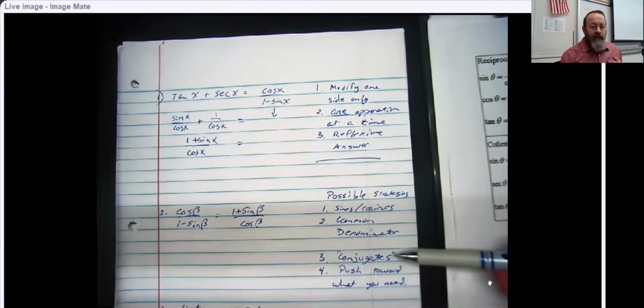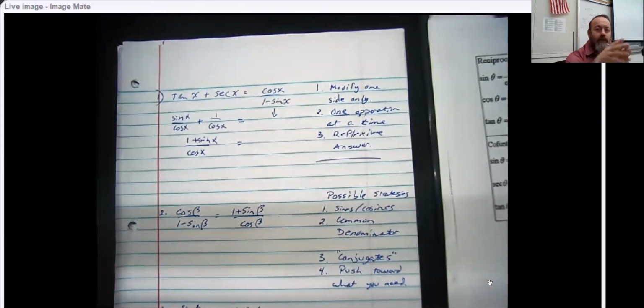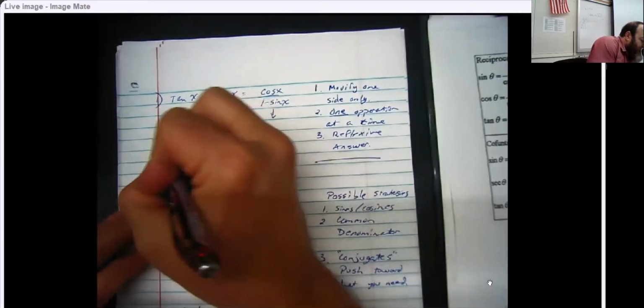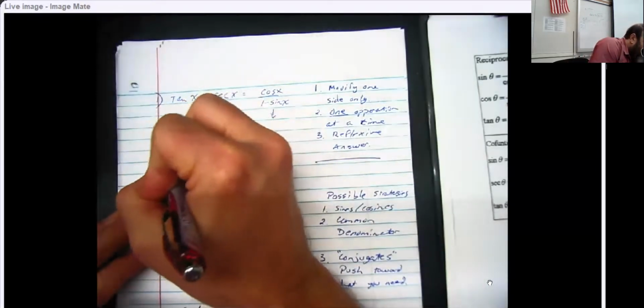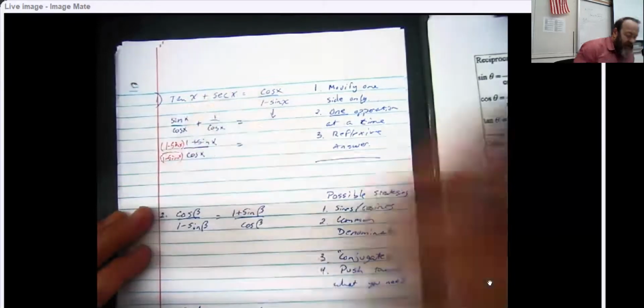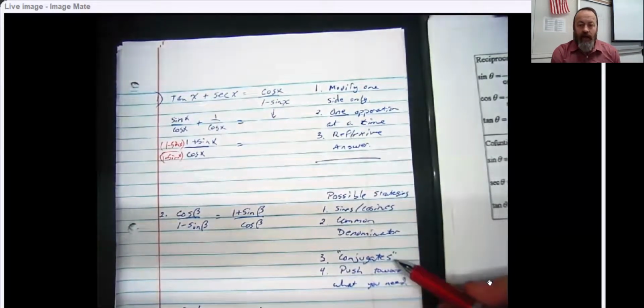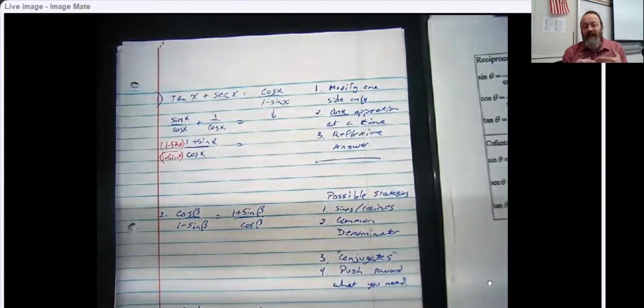The next one is this idea of conjugates, and that's something that you used back in Algebra 2. If you had 1 plus 2i, we used to multiply by 1 minus 2i. We had that for our conjugate roots theorem as well. So what I like to do sometimes is multiply something like a 1 plus sine by a 1 minus sine. That's what I call my conjugate trick. Now, this is just kind of a trick, and it's something that I've noticed works well.